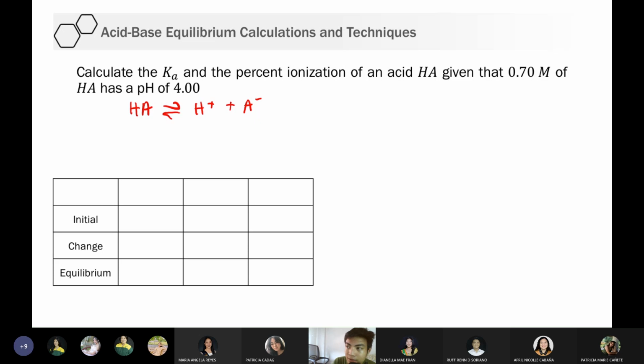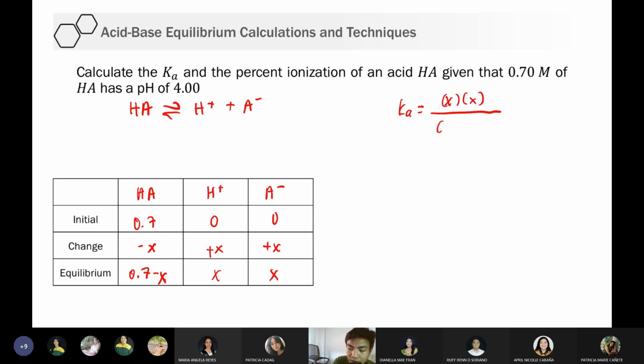Tignan natin. So, gawin natin yung ice table. So, we have HA, H plus, A minus. So, initial concentration ng HA ay 0.7. Walang sinabi about the others. Positive yung others, minus yung HA. So, at equilibrium, HA is 0.7 minus X, and the others ay X. If you plug it into your Ka, that will be X times X in the numerator. And on the denominator, that will be 0.7 minus X.